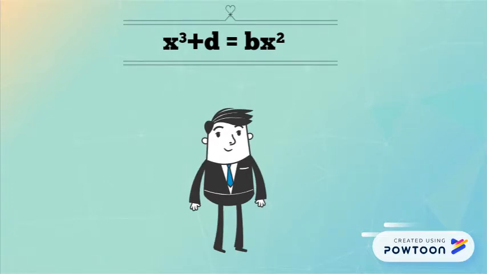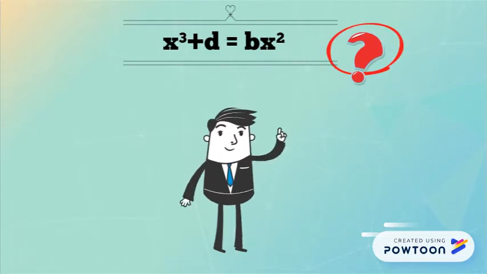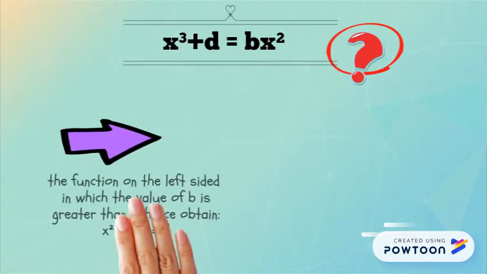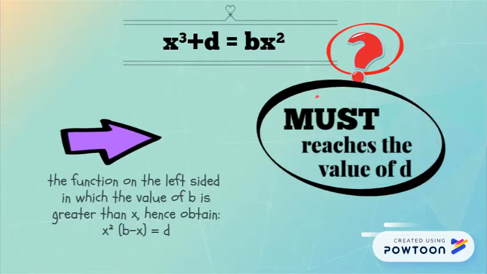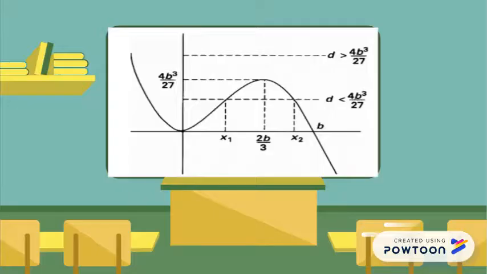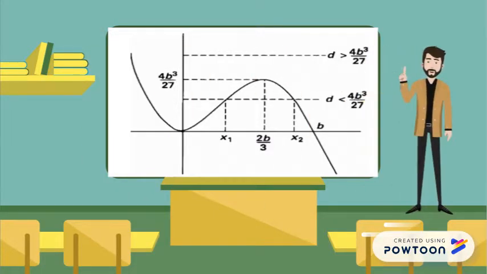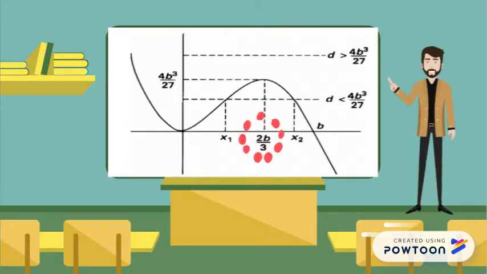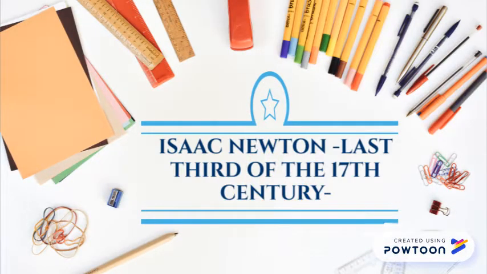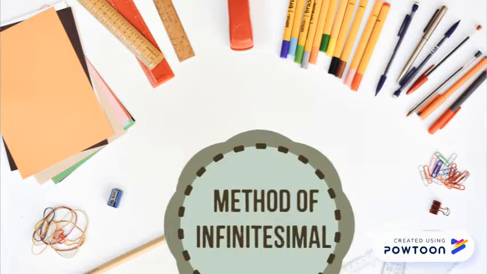According to Al-Tusi, in order to determine the solution for the equation, the function on the left side must reach the value of d. If this condition fails to be fulfilled, there will be no solution for that equation. Tusi proved that the maximum value of the equation is x equal to 2b over 3 and d equal to 4b cubed over 27. Next, we're moving on to the contribution made by Isaac Newton in the last third of the 17th century.